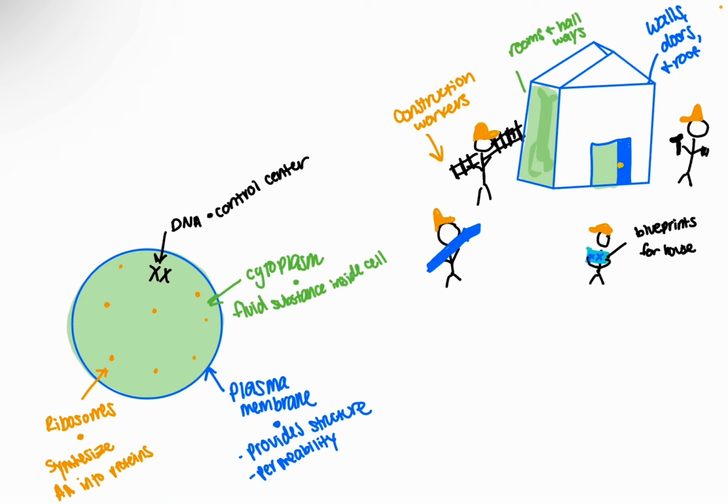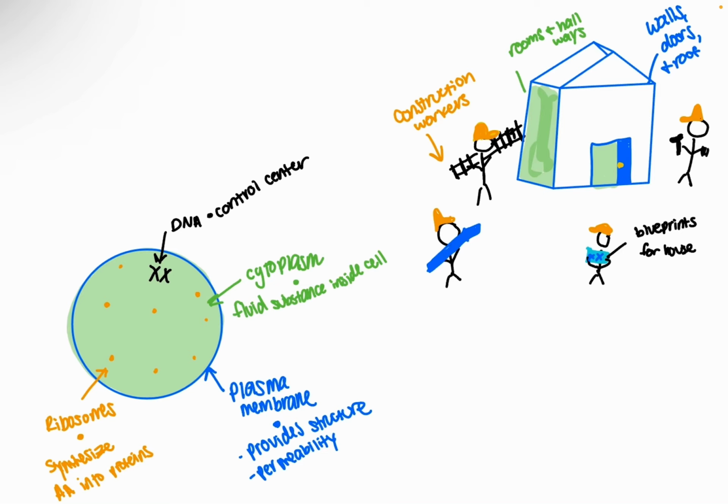They have DNA, which acts as the control center, and tells the cell what its specialization is and what's going on inside the cell. Cytoplasm is the fluid substance that's inside the cell, and that's where things kind of hang out inside. The plasma membrane provides structure and has selective permeability, so it allows things in and out of the cell. And then there's also ribosomes, and they synthesize amino acids into proteins for the cell to then use.